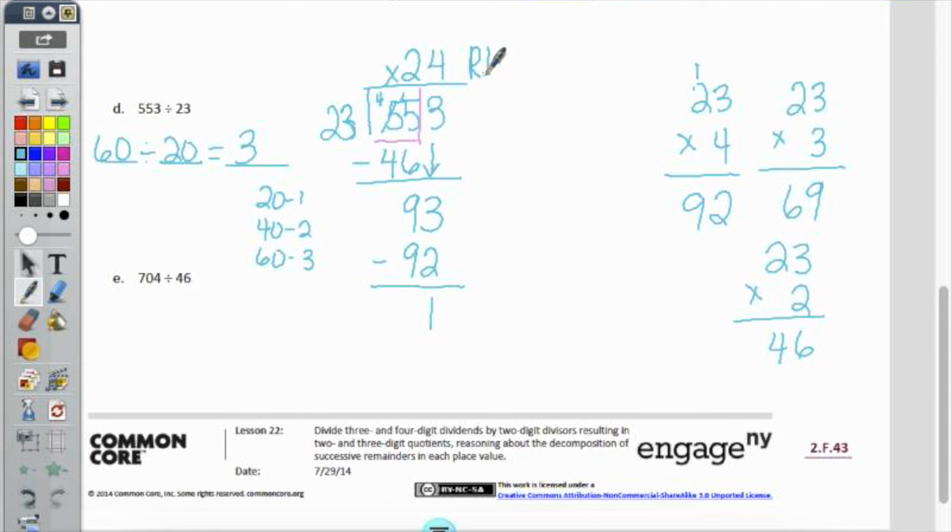So 23 times 20 what? 3. Uh-uh. We tried a 4. Oh, yeah, we did. I still had 3 and 5. So 23, what's that called? The divisor. 24 is the quotient.